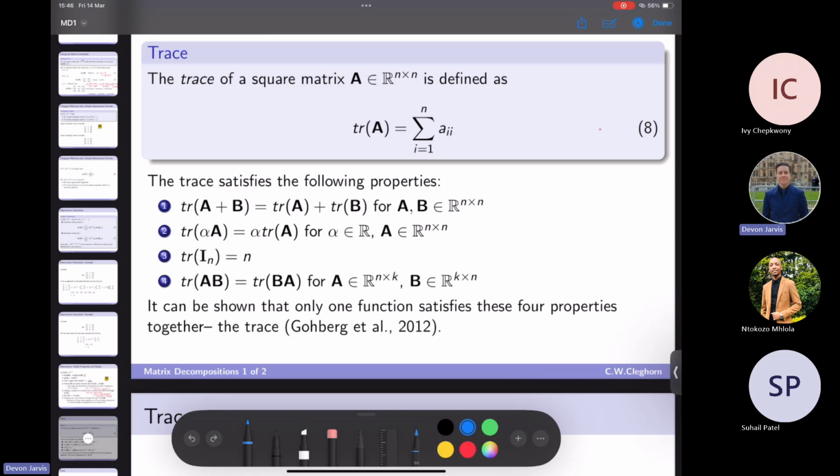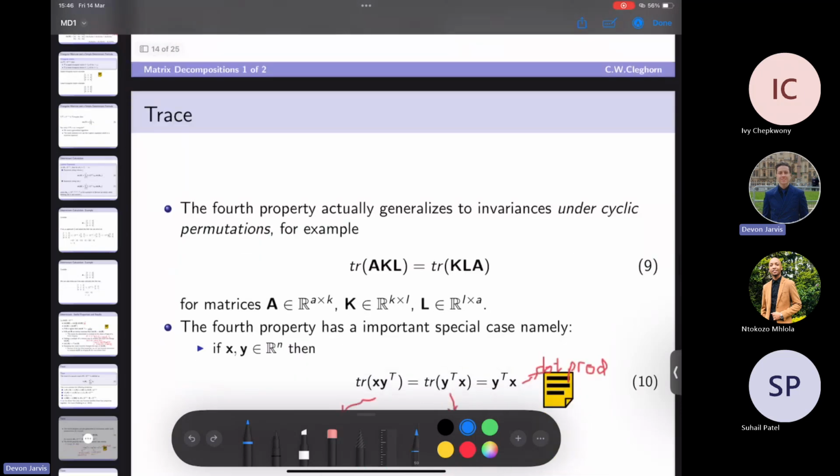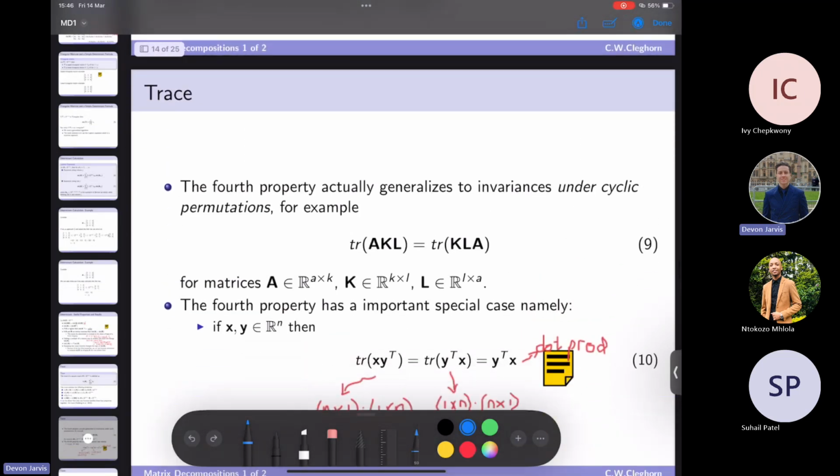It's just a cool algebraic finding. It can be shown that only one function satisfies these four properties together, and that is the trace. And there's a citation there for anyone who wants to read the paper. The fourth property then also generalizes to invariance under cycle permutations.